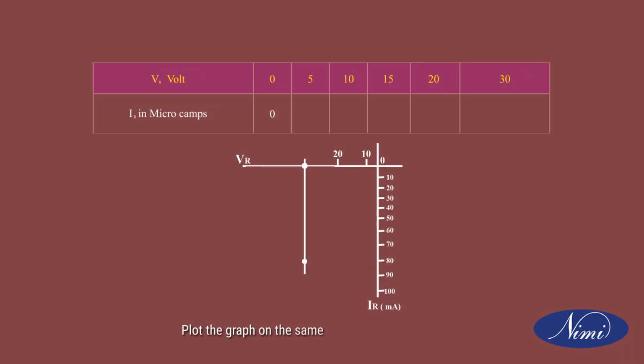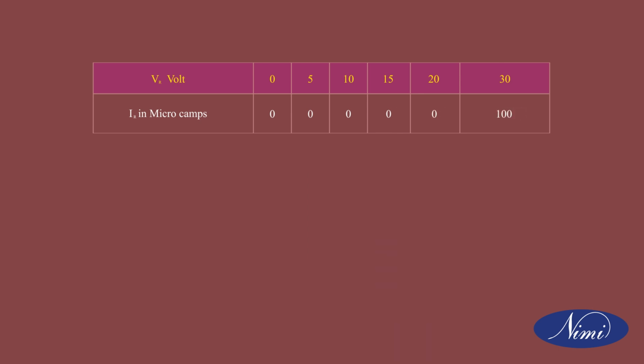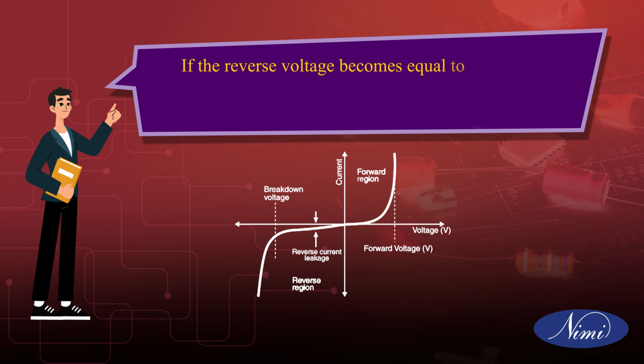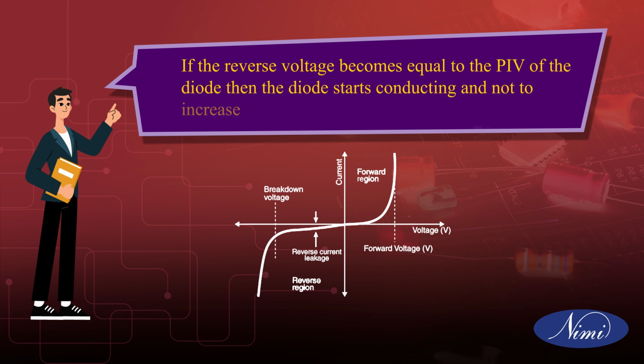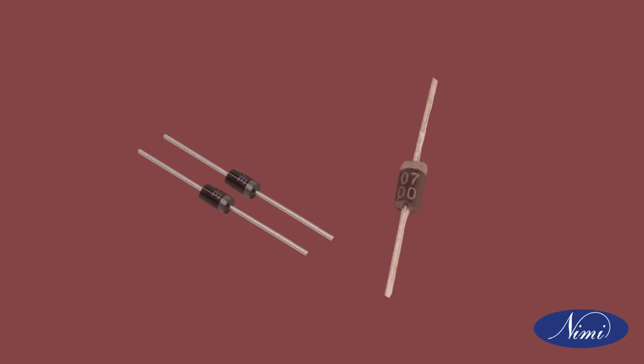Plot the graph on the same graph sheet as task 3, with reverse voltage on the x-axis and reverse current on the y-axis. Minority carrier current is equal to 10 microamperes. If the reverse voltage becomes equal to the peak inverse voltage of the diode, then the diode starts conducting, so do not increase the voltage beyond the peak inverse voltage of the diode. Repeat the experiment for different types of diodes.